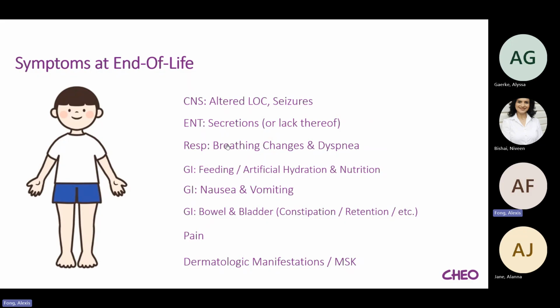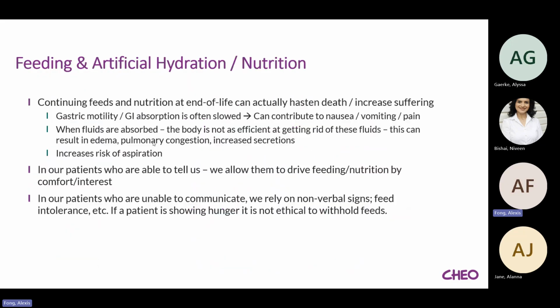All right, folks, let's get started again. As we were thinking about our symptoms at end of life, we've gone from head to toe. We've done brain, CNS, ENT, respiratory system. We can start thinking about GI. So we'll start with feeding and artificial hydration and nutrition.